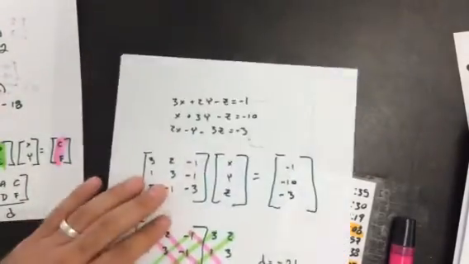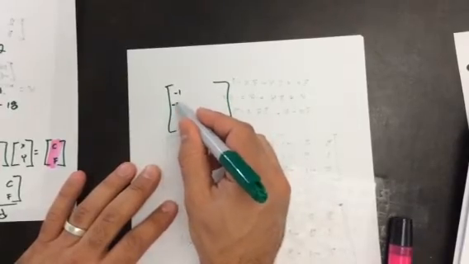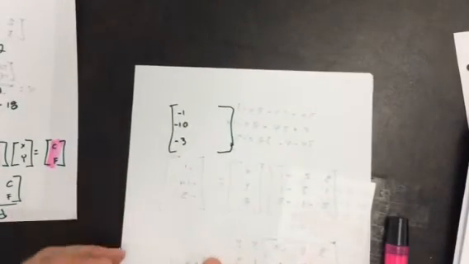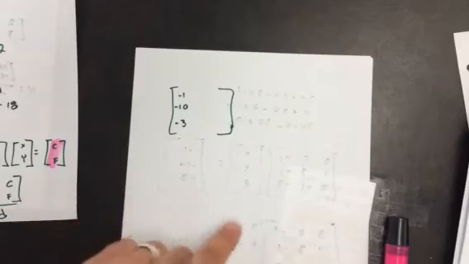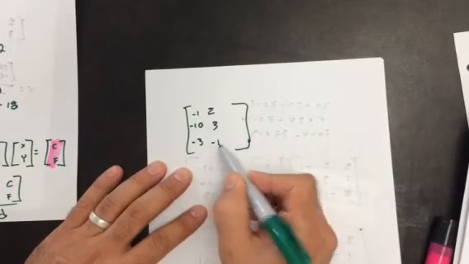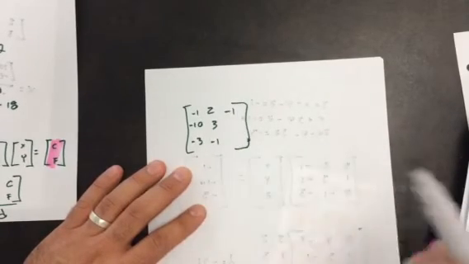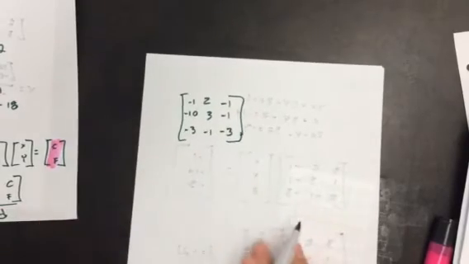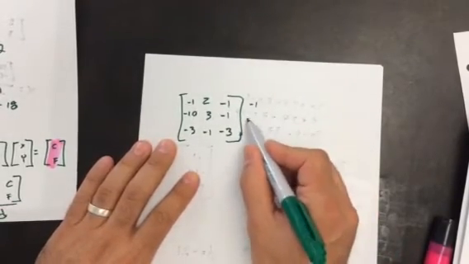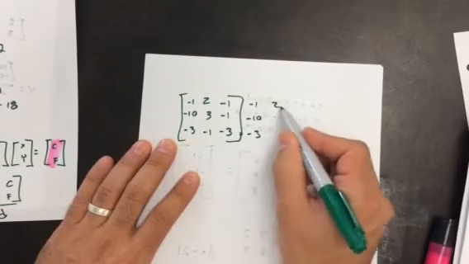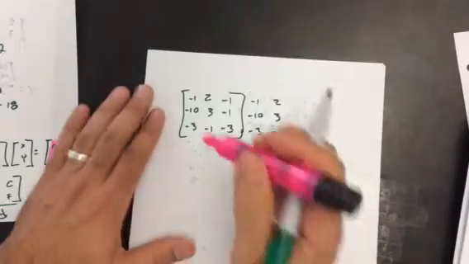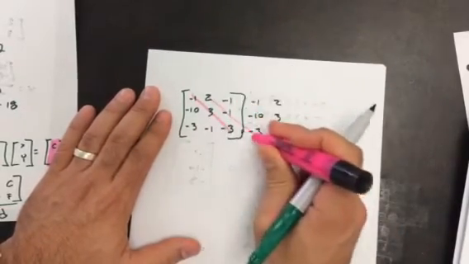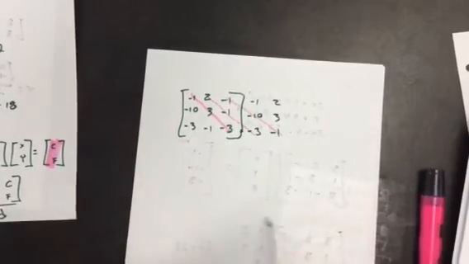So I'm going to make a new matrix. I'm going to replace the x's with my solution, which is -1, -10, -3. The y's and z's are going to stay the same, so it's going to be 2, 3, -1, -1, -1, -3. Now remember, when I did this, I had to rewrite the first two columns on the outside, and then I'm going to multiply. So these guys are going to be added, and these guys are going to be subtracted.